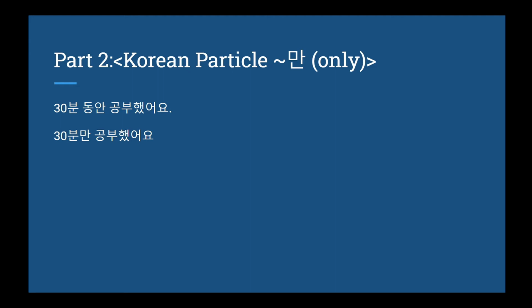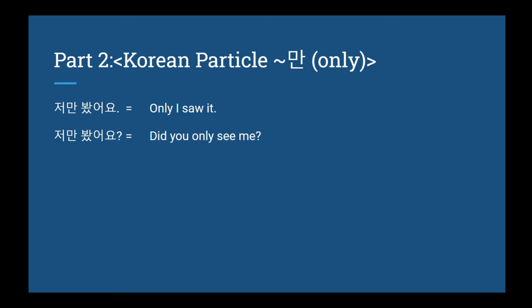So let me just show you what I mean. 저만 봤어요. Only I saw it. Now I could also say 저만 봤어요. Do you only see me? All of a sudden, 저 turned from the subject to the object. And since 만 replaces the subject and object particles, well, we can't put them on, so we can't help identify which one it is. So it can be really confusing. Like, what on earth is going on? How are we supposed to know?